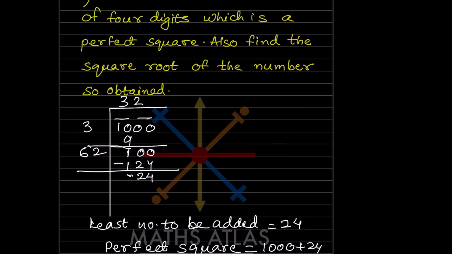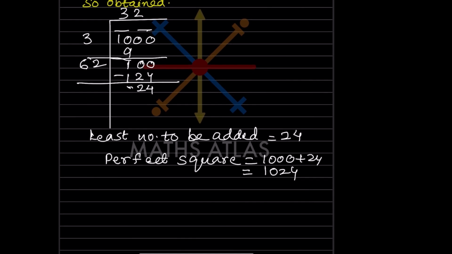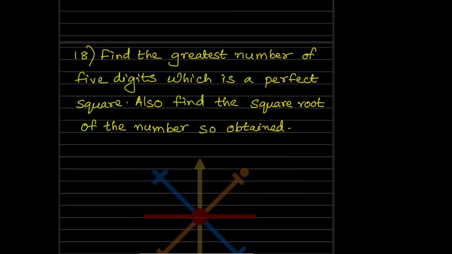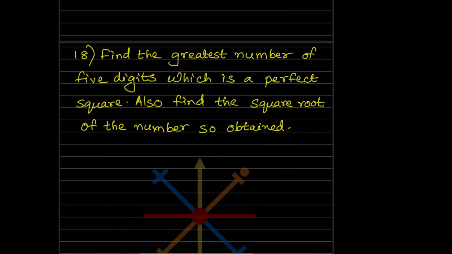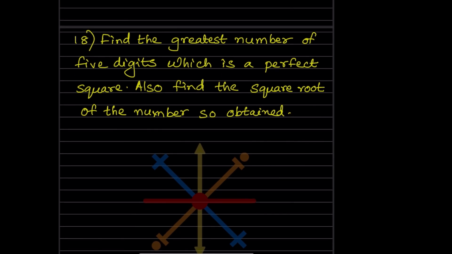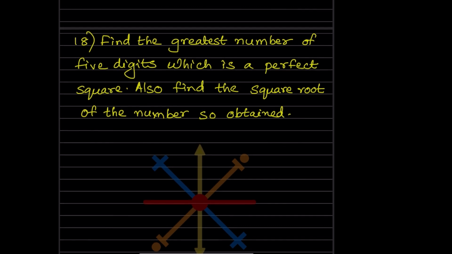So now they have asked also for the square root. So square root is, here what did you get here? This is 32. Whatever you get is the quotient. So now next one, find the greatest number of 5 digits which is a perfect square. Now here also find the square root of the number so obtained.